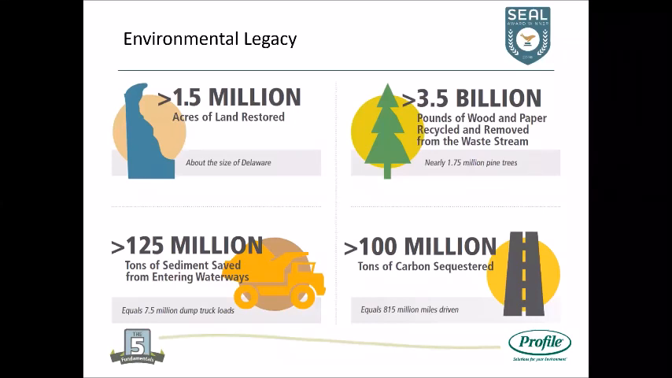We estimate that 1.5 million acres have been restored using our products, with 125 million tons of sediment being saved from entering our waterways. And these are all very safe numbers, with a factor of safety built into our estimates, as always. Then 100 million tons of carbon sequestered. That's through incorporating these carbon-rich products back into the soil, as well as establishing vegetation. So vegetation is a great carbon sink that only helps any type of global climate change issues we're running into.